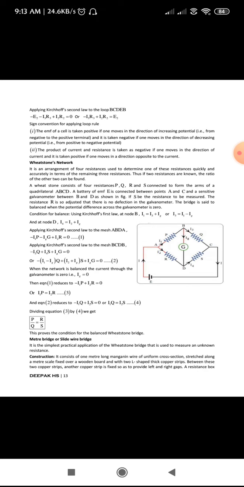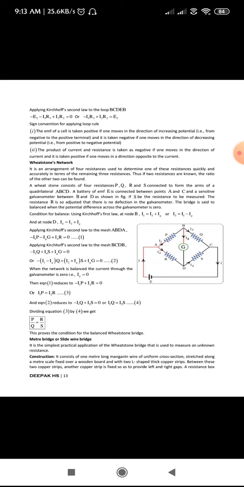Okay, see here, coming to the figure, first I will explain in detail. The figure is in the form of a quadrilateral, denoted by ABCD. ABCD is a quadrilateral, and you can see there are four resistors connected, P, Q, R and S, correct. Between B and D you have connected the galvanometer, and that G denotes the resistance of the galvanometer.